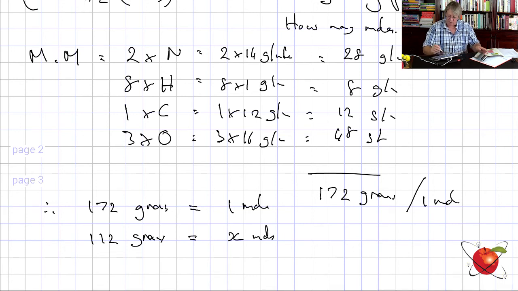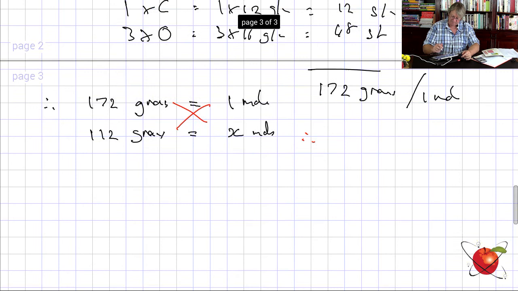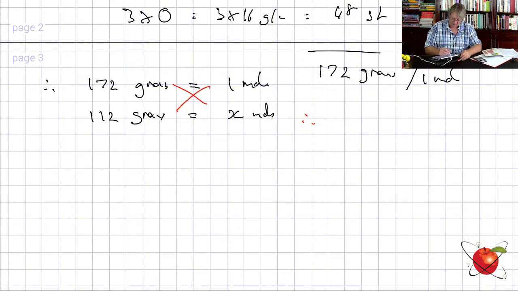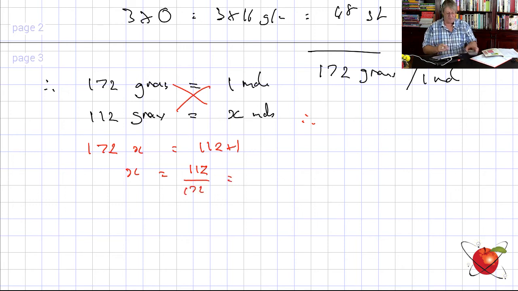What do we do? We cross multiply. Therefore, okay, let's just move it down a little bit. Therefore, 172x is equal to 112 times 1. Therefore, x is equal to 112 divided by 172. 112 divided by 172 is equal to 0.6512. 0.6512, and I'm working out moles. All right.